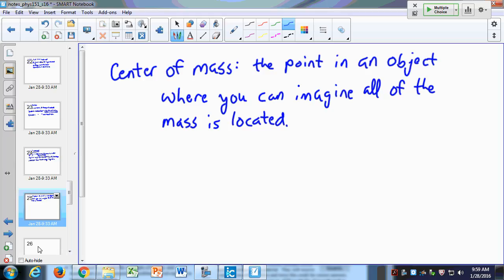So your center of mass is just that point where you can imagine all the mass is located. You may have done this before, where you back up like this and you try to touch your toes.